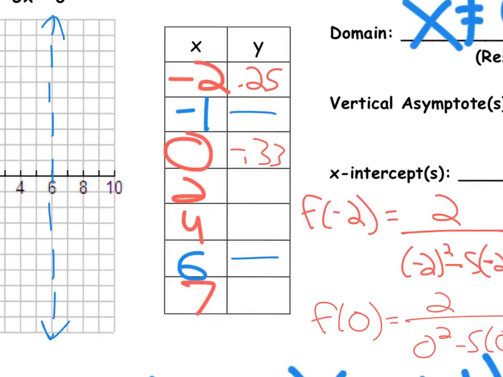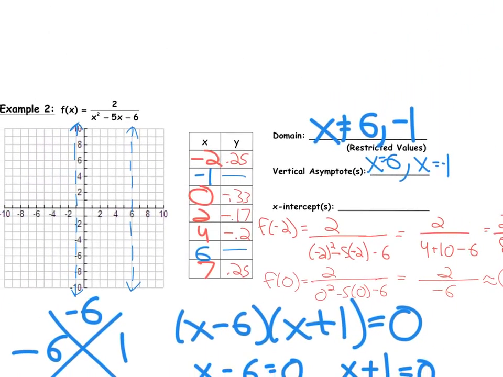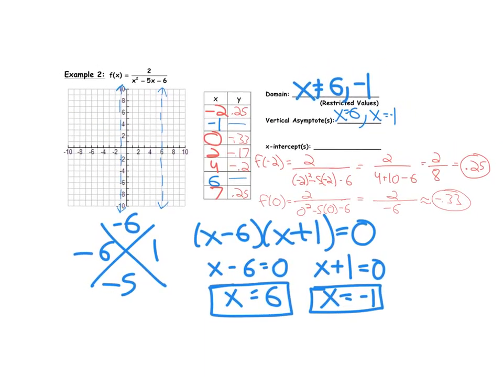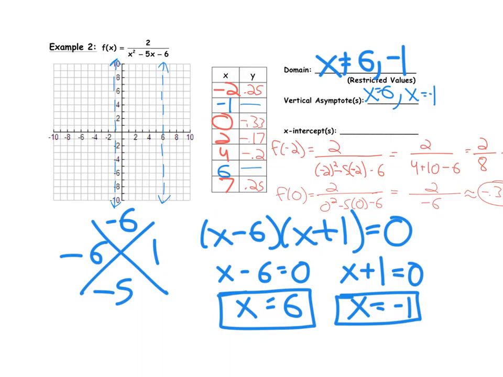Plugging in 2 into our function is going to give us negative 1/6, which is about negative 0.17. Plugging in 4 is going to give us negative 1/5, which is negative 0.2. And then plugging in 7 is going to give us 1/4 again, which is 0.25. It doesn't really matter what these numbers are because they're really hard to graph anyways. What we really care about is the positives and negatives.